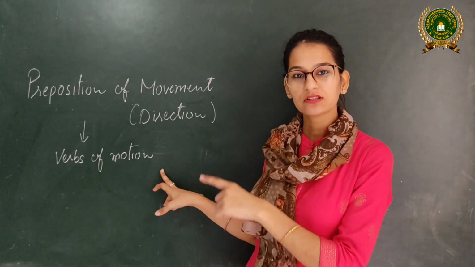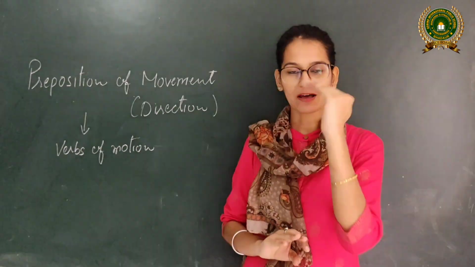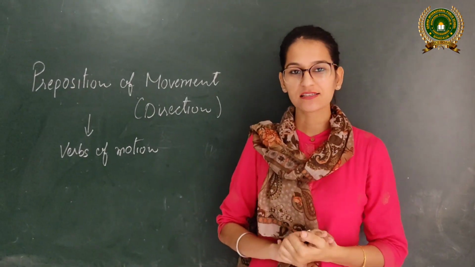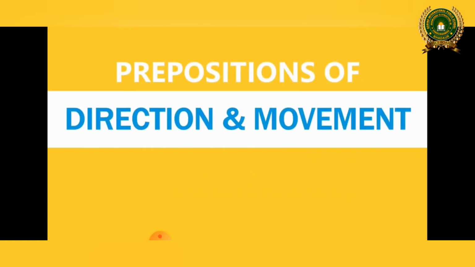So we will learn these prepositions with the help of examples. We will learn them one by one with the help of sentences. So let's get started. Prepositions of direction and movement. So dear students, we will learn these prepositions with the help of examples now. So first one is into and out of.